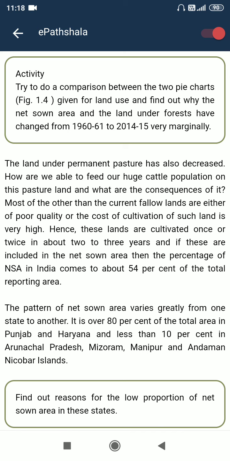Most of the other than the current fallow land is either of poor quality or the cost of cultivation of such land is very high. Hence, these lands are cultivated once or twice in about 2 or 3 years, and if these are included in the net sown area, then the percentage of NSA in India comes to about 54% of total reporting area.